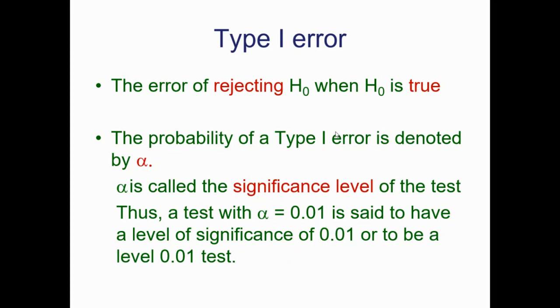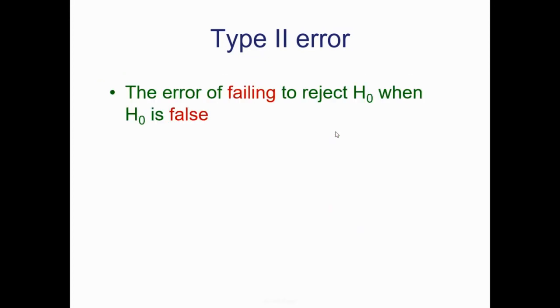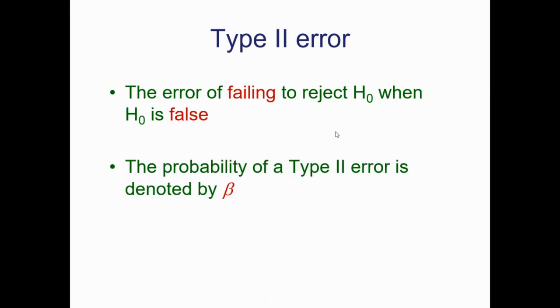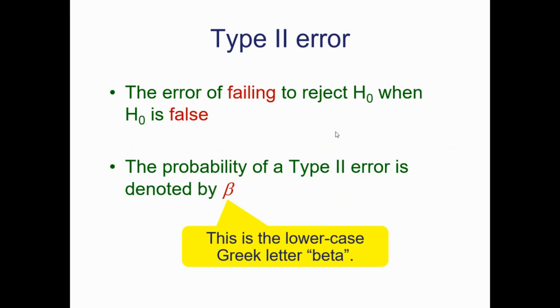That's type 1 error. Then we have the type 2 error. So that's failing to reject the null when the null is actually false. We fail to reject when we should have. So the probability of the type 2 error is denoted by beta. We learned 2 new Greek letters today, alpha and beta.